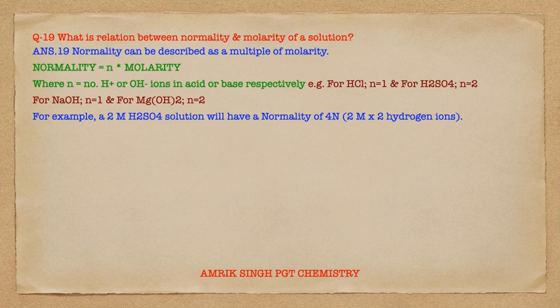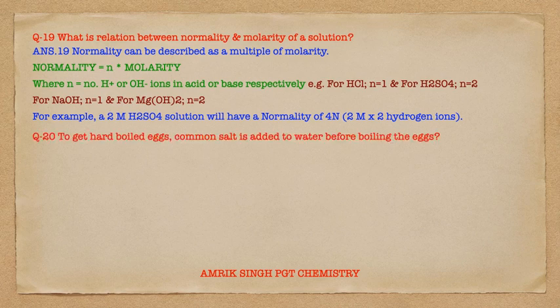For H2SO4, 2 H positive are released, therefore n will be equal to 2. Similarly, for the base NaOH, 1 OH negative is released, so n will be equal to 1. And for Mg(OH)2, 2 OH negatives are released, therefore n will be equal to 2. For example, a 2 molar H2SO4 solution will have a normality of 4N.